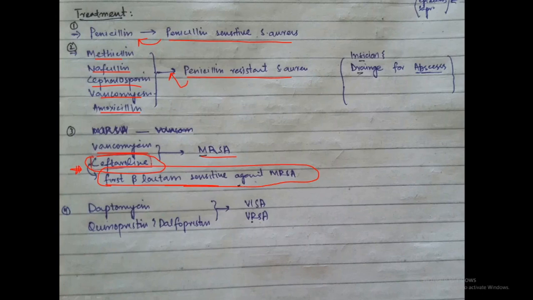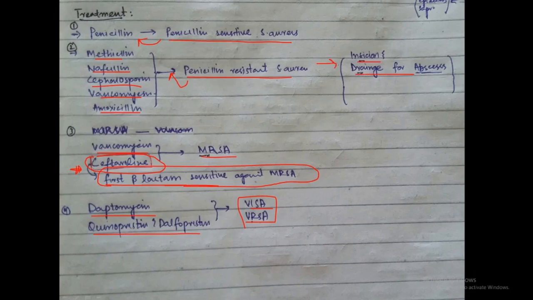MRSA is resistant to all other beta lactams, and if Staphylococcus aureus is resistant to vancomycin, like vancomycin intermediate resistance Staphylococcus aureus or vancomycin complete resistance Staphylococcus aureus, we use daptomycin and quinupristin-dalfopristin. And the treatment of choice for abscesses is incision and drainage.